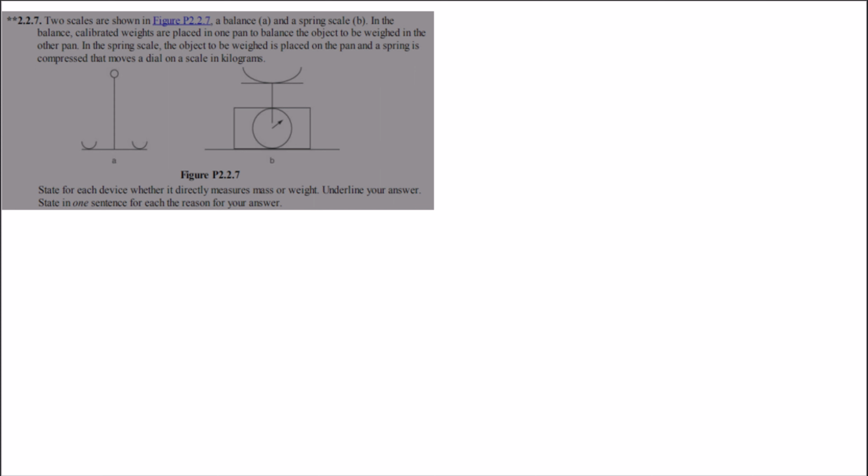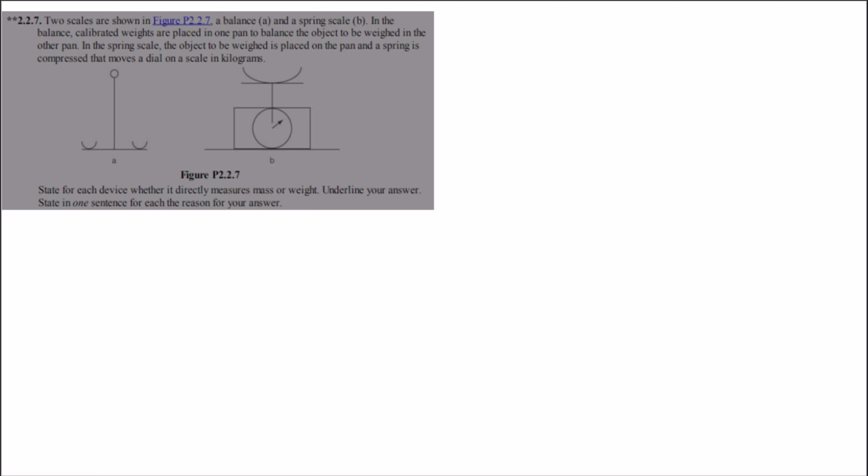Question 2.2.7. Two scales are shown in this figure, balance A and the spring scale B. In the balance, calibrated weights are placed in the pan to balance the object to be weighed in the other pan. In the spring scale, the object to be weighed is placed on the pan and a spring is compressed that moves a dial on a scale in kilograms. It says to state for each device whether it directly measures mass or weight. Underline your answer.